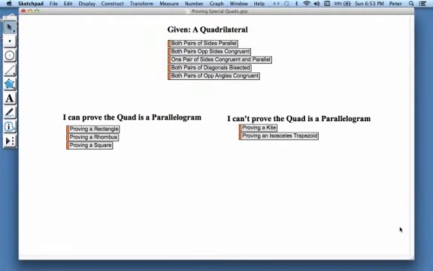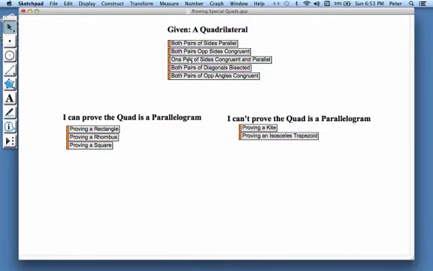Proving that a quadrilateral is a special quadrilateral can be broken into two big steps. The first involves proving that the quadrilateral, a four-sided figure, is a parallelogram. Because if you can, through one of these five methods, show that the quadrilateral is a parallelogram, it becomes easier to prove that the figure is a rectangle, a rhombus, or square.